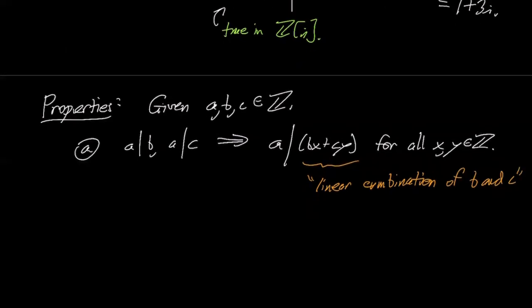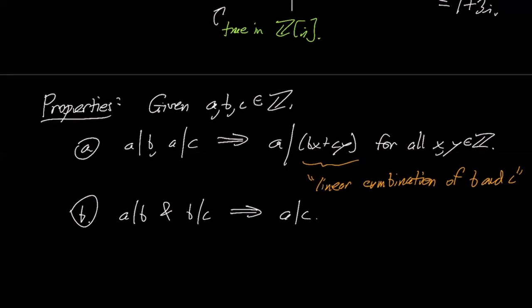Another one is a transitivity statement. If a divides b and b divides c, then a divides c. It's not too hard to prove by writing out the definitions. One last question before I end the video.